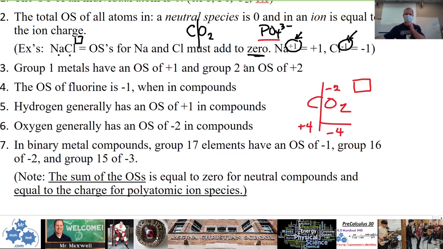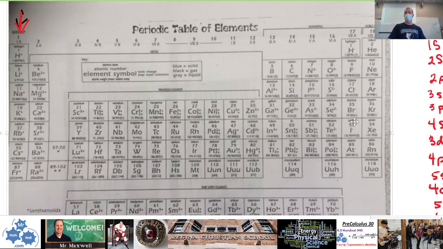Okay, number 7. In binary metal compounds, group 17 elements have an oxidation state of -1. That's the halogens. Sometimes in polyatomic compounds those can change slightly, but most of the time, and especially in binary compounds, those halogens are always -1. Also in binary compounds, group 16 is -2, and group 15 is -3. So generally, most of the time, these oxidation states are the same as the charges they would typically make as ions.